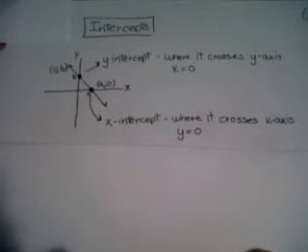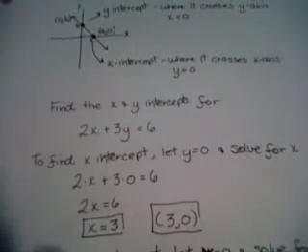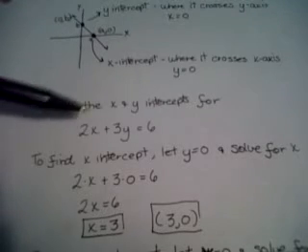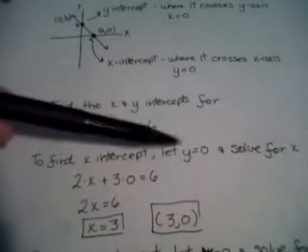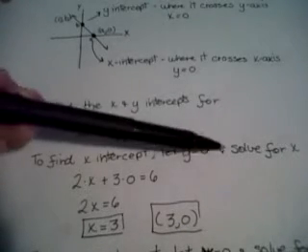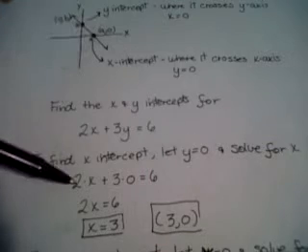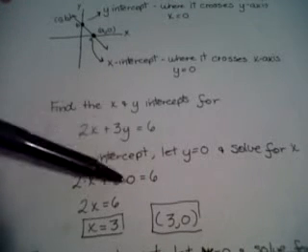So how can we use this to find our intercepts? To find my x and y intercept, here's an example with an equation. To find my x-intercept, I know that y equals 0. So I'm going to let y equal 0, and I'm going to solve for x. Here, I take my equation, I plug in 0 for y, I solve it, and I get x equals 3. This gave me the point (3, 0).